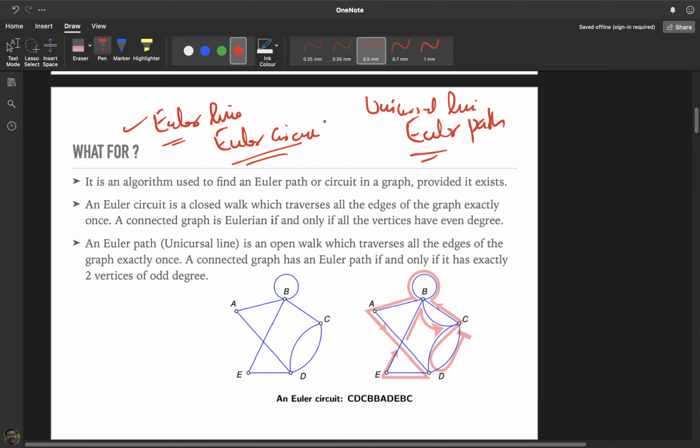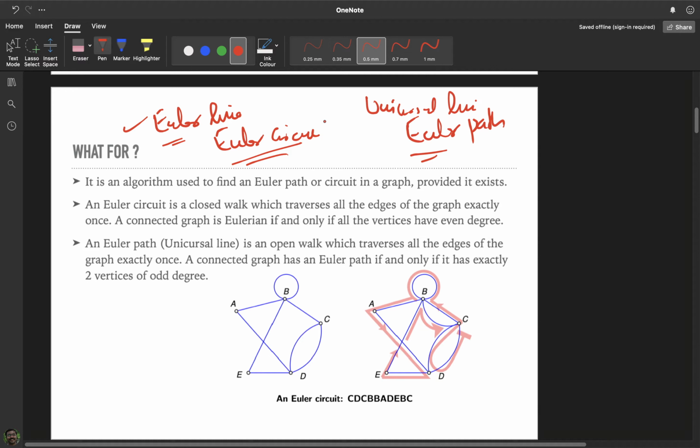When you are given a problem to find an Euler line or an Euler path, first you have to check whether these conditions are satisfied. In order to find an Euler circuit, all the vertices should have even degree, and in order to find an Euler path or a universal line, all the vertices should have even degree except exactly two. That's the idea.